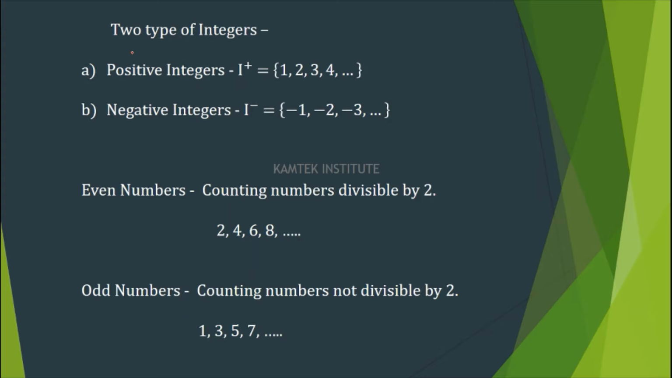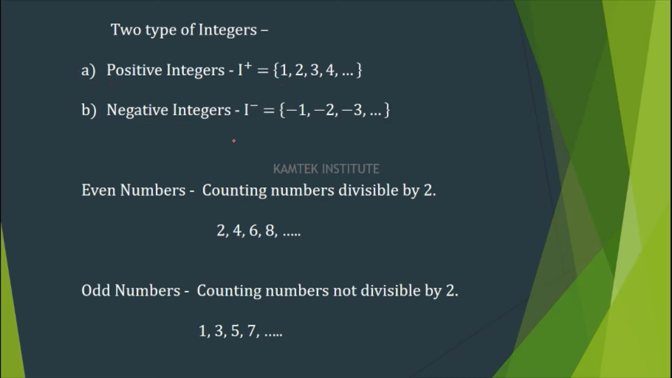Okay, so there are two types of integers. Number one, we have the positive integers. It is denoted by a capital I with a plus sign over it. These are all natural numbers like 1, 2, 3, 4, 5, 6. This is called positive integers. Then we have the negative integers. It is denoted by I with a minus sign over it. This includes -1, -2, -3, -4, etc. Now the point to remember over here is that 0 is neither a positive integer nor a negative integer.